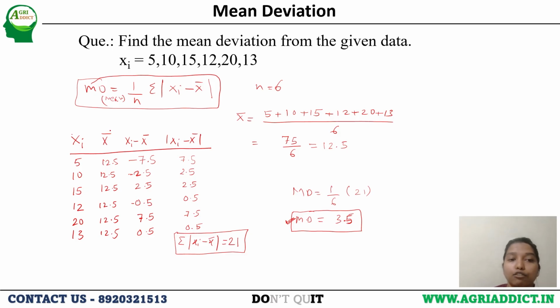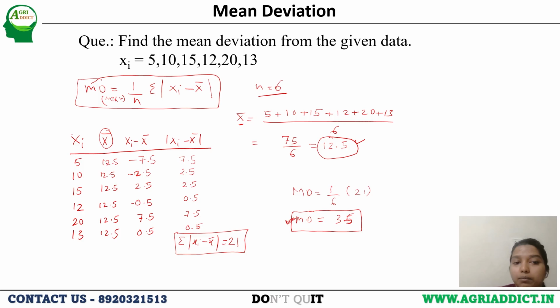Now we have to calculate the mean for it. So we'll count the number of observations: 1, 2, 3, 4, 5, 6. The number of observations is 6. We'll simply calculate the arithmetic mean. We'll add up the observations and divide by 6. Then the mean comes to be 12.5. So we wrote it for all, because for each value the mean will be the same. 12.5. Now we have to calculate xi minus x bar.